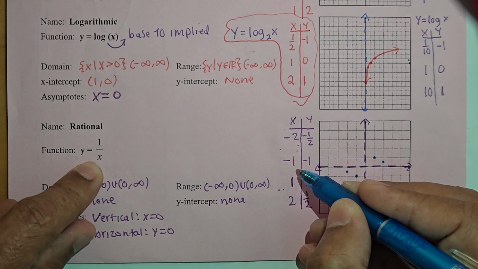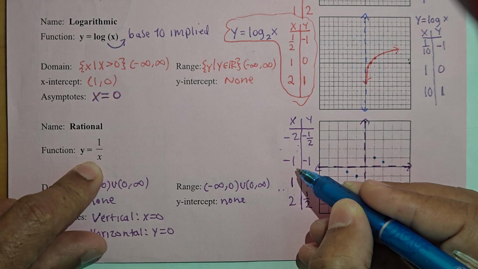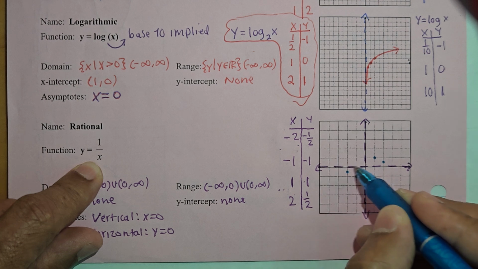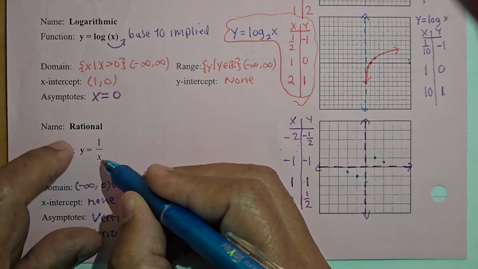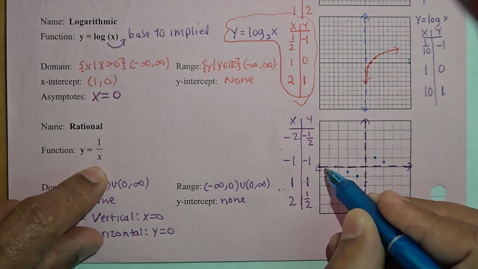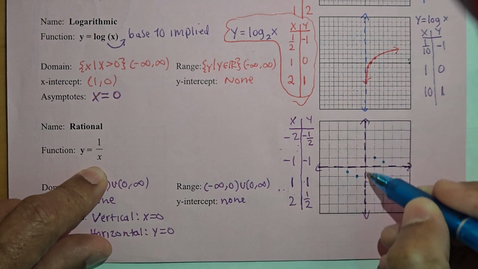here, then this becomes undefined. So therefore, that means this graph has an asymptote at x equals 0, which is this line that you see here right on top of the x-axis. But if x cannot be 0, then y cannot be 0 either. So we have a horizontal asymptote and a vertical asymptote in this case.